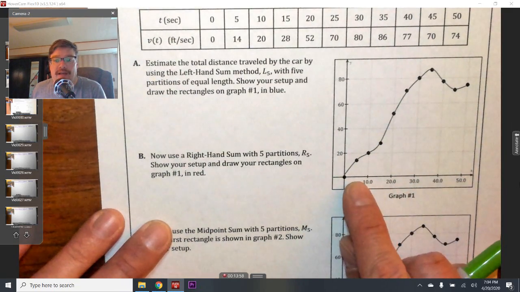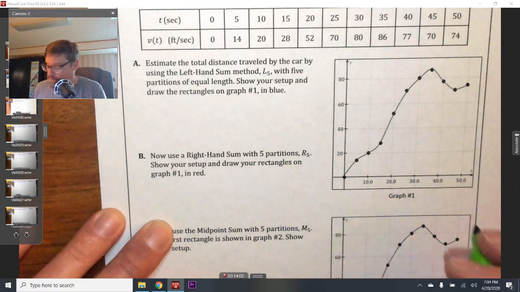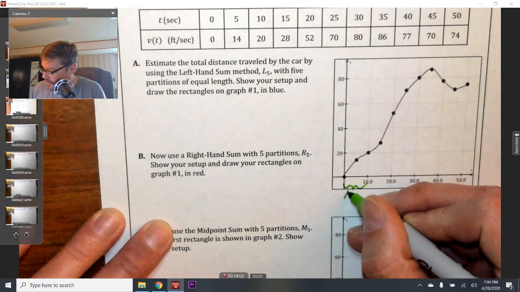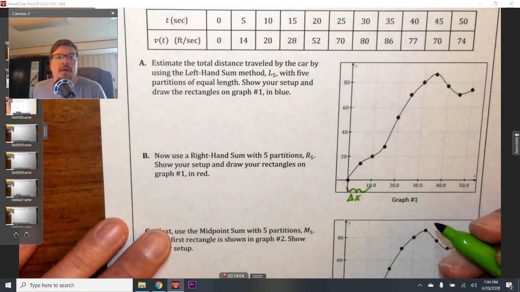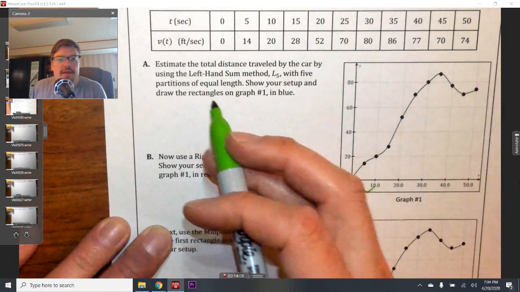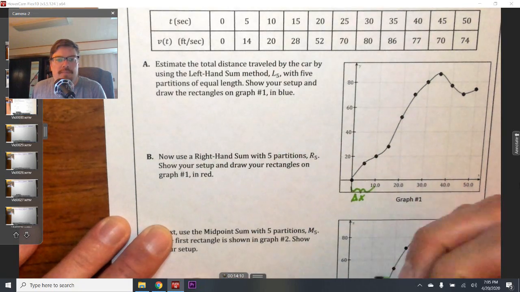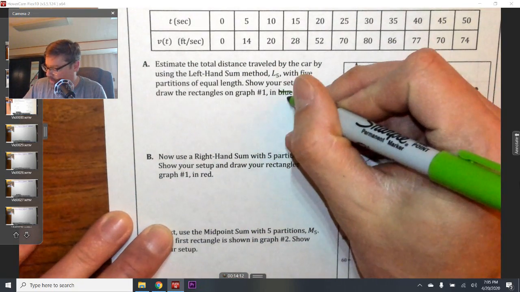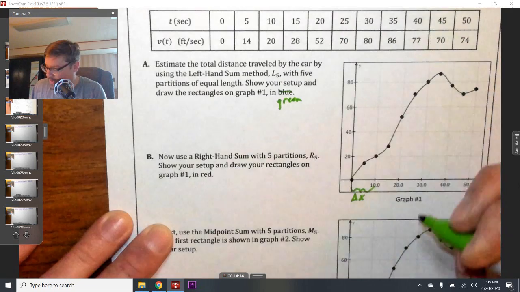Each will have a delta x of 10. So our delta x here will be 10. Let's go ahead and draw them in blue. Well, mine's going to be green. And we'll do the left-hand sum.